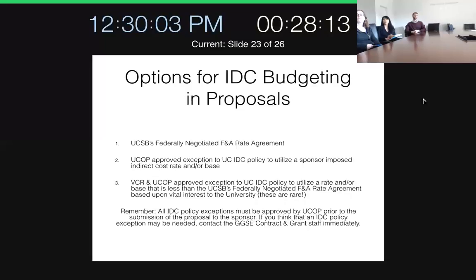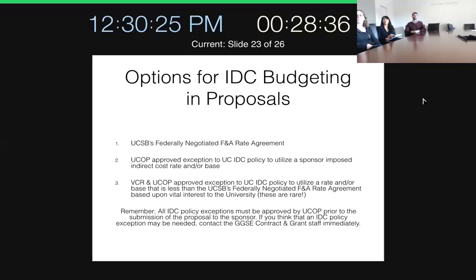Or on the rare occasion, we can work through the process of securing not only the Office of the President's approval, but also our campus VCR, or Vice Chancellor for Research's, approval to utilize a rate that is not our federally negotiated rate, based upon vital interest to the university. And that is a rare situation. In 2 years as an officer, I did the first one I'd ever seen this week. So it is not common.